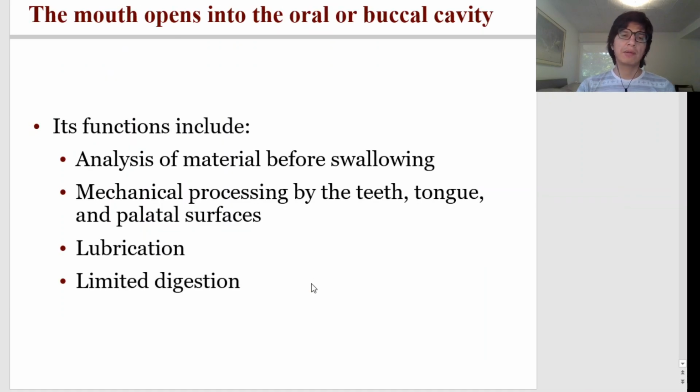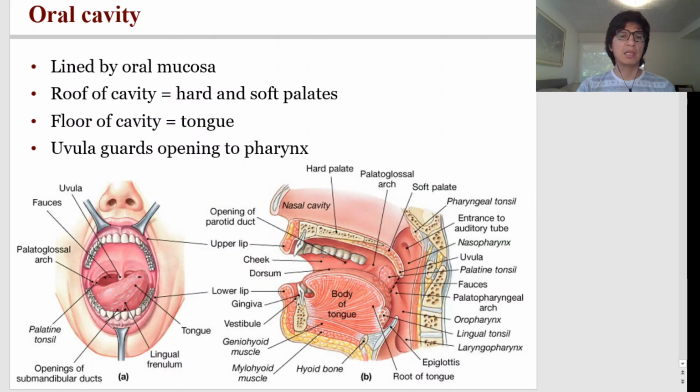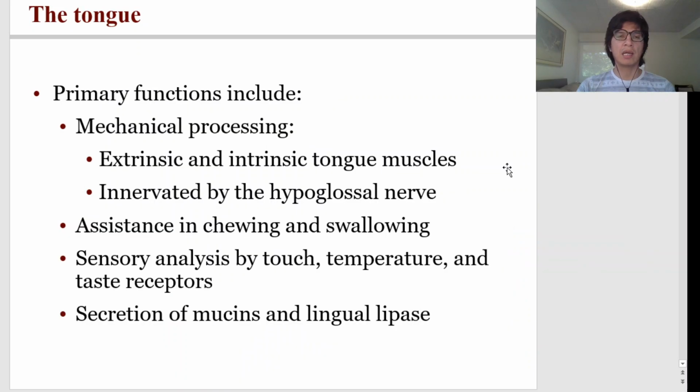Let's look at the oral cavity. I'm going to breeze through the oral cavity since a lot of this is anatomy mostly. But this is wherever mechanical processing occurs. There's also a level of lubrication and limited digestion. Here you have components of the oral cavity. Once again, we will further focus on this during the lab. The primary functions, mechanical processing.